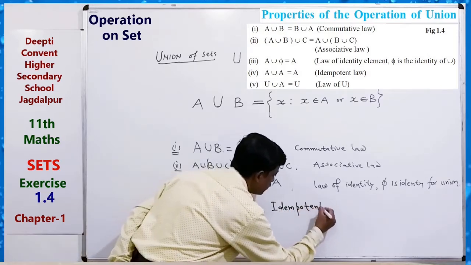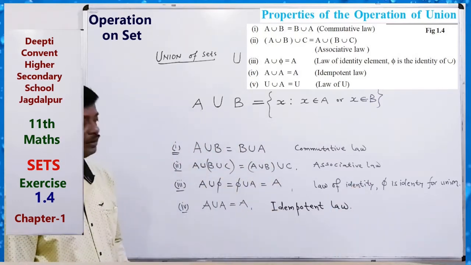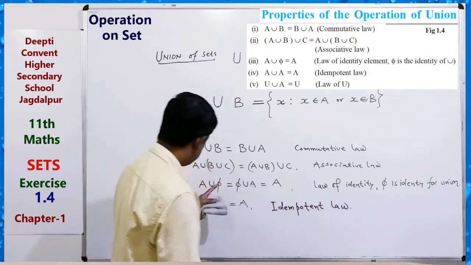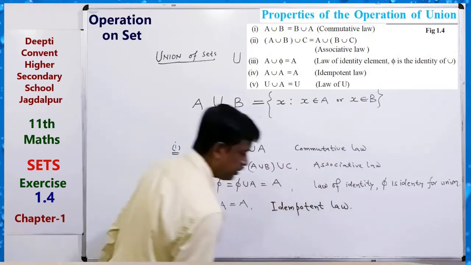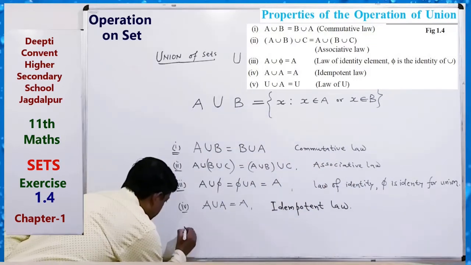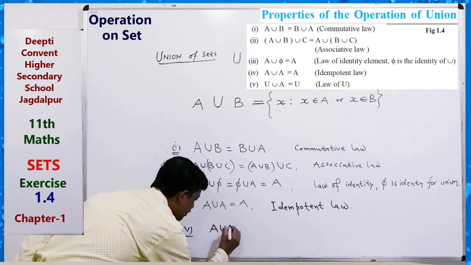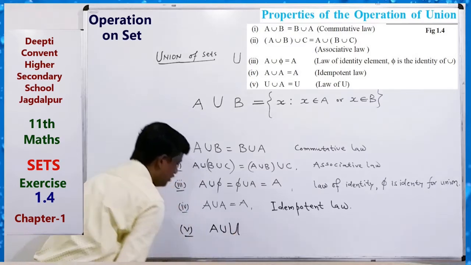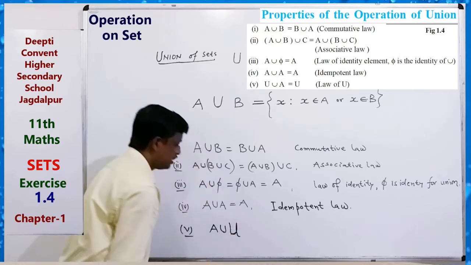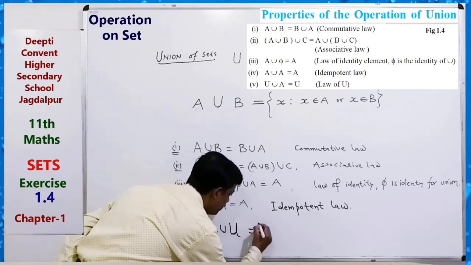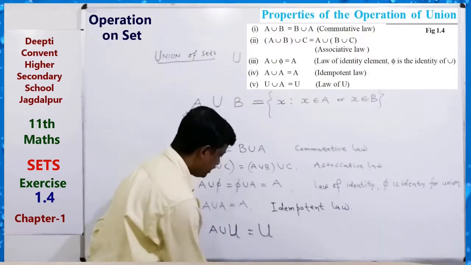Idempotent law. Law of identity. This is the idempotent law. And fifth, we can write like this: A union universal set U. A union universal set U equals what will be? Union set.